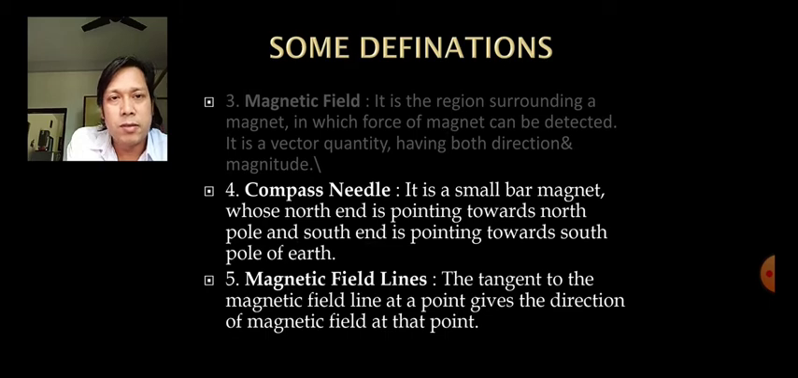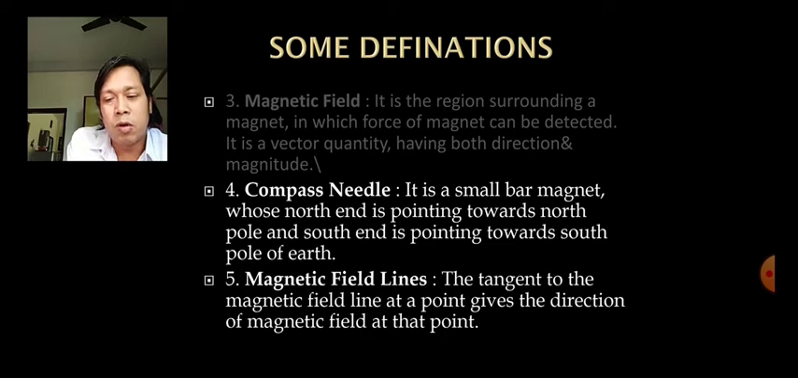Some definitions. What is a magnetic field? In earlier discussion, we have already learned. Compass needle. Why am I giving the definition here? Because it is necessary. A compass needle is actually a magnet. Due to that reason, it deflects when it comes near any magnet. And what is a magnetic field line? Magnetic field lines are actually imaginary lines that we make.